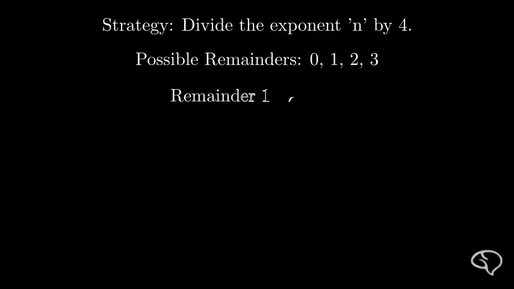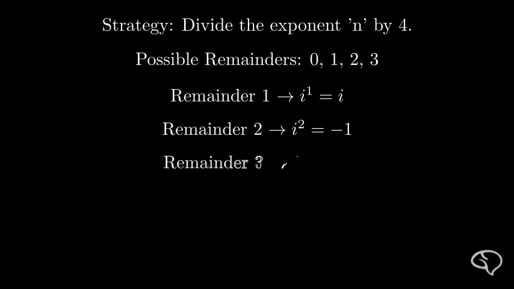Let's look at the possible remainders when you divide a number by 4. The remainder can be 0, 1, 2, or 3. It can't be 4 or higher, because if it were, you could divide by 4 again. Each of these remainders corresponds to one of the 4 values in our cycle. If the remainder is 1, the answer is i, or if the remainder is 2, the answer is -1. If the remainder is 3, the answer is -i, and if the remainder is 0, the answer is 1.